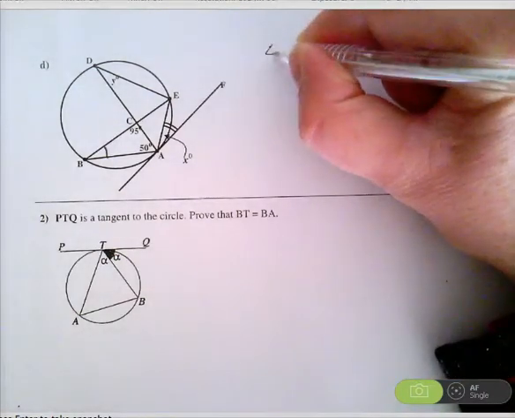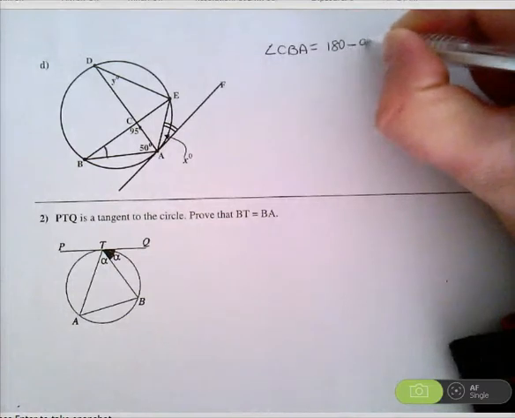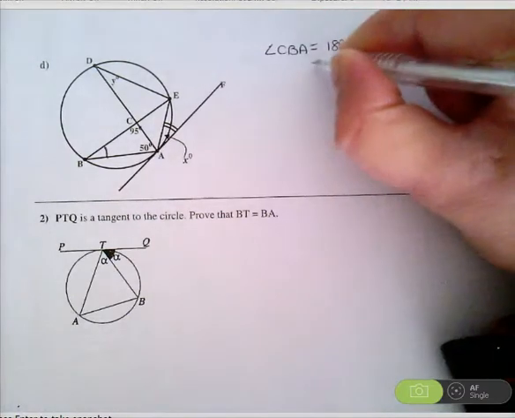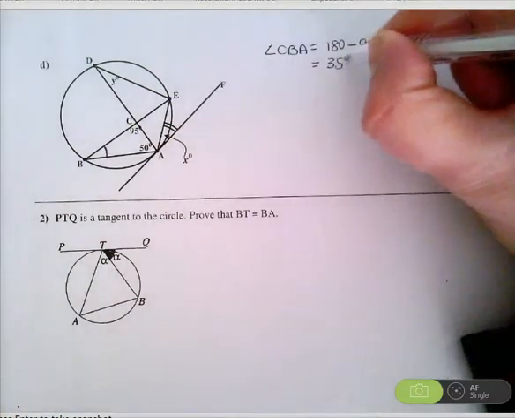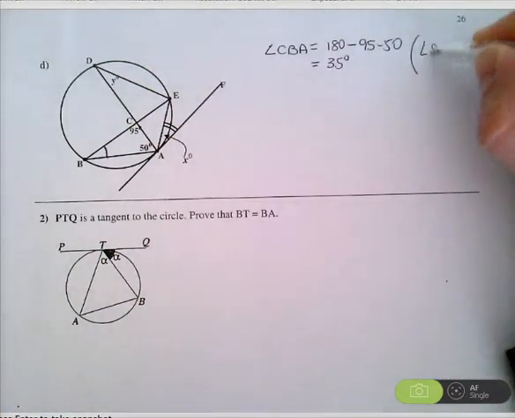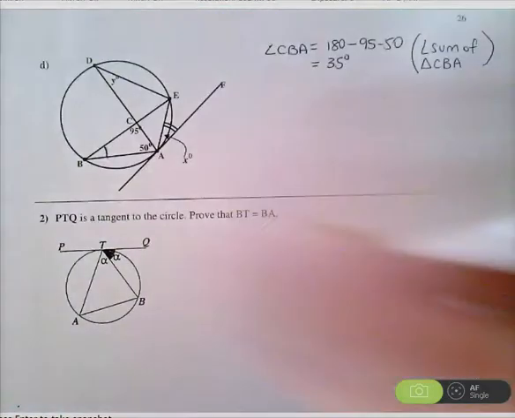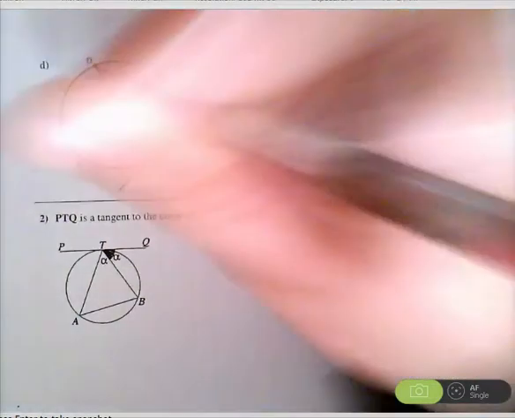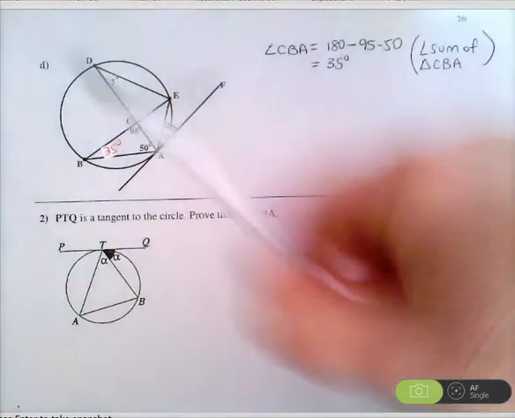So we've got that angle CBA is equal to 180 minus 95 minus 50, which is 180 minus 145, which is 35, I hope. Reason: angle sum of triangle CBA. Okay. Now that we know, I'm just going to mark it in, that this angle in here we've just worked out to be 35 degrees.